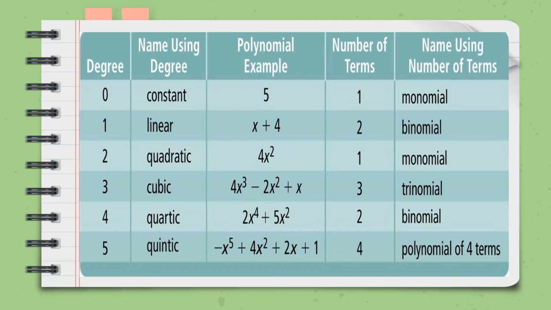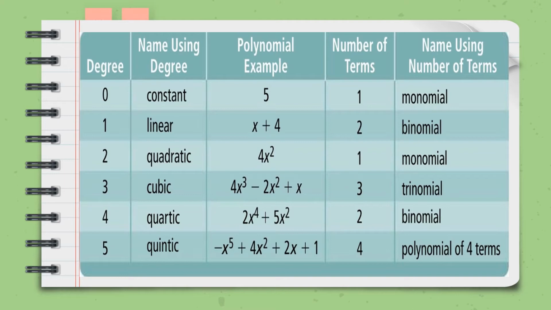Another example is 2x to the 4th plus 5x squared. So what is the degree? 4. The highest exponent is 4. The number of terms is only 2, so we call that a binomial. But the degree is 4, so we call it quartic.